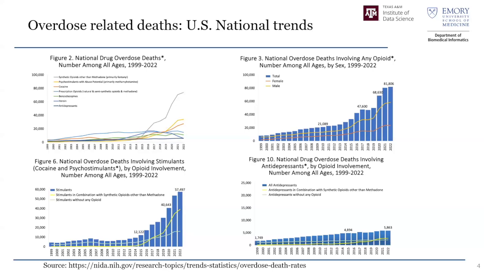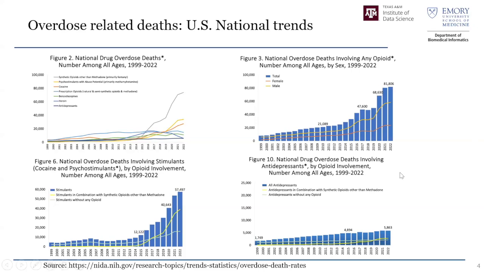Stimulants involve, for example, cocaine, methamphetamine, and other psychostimulants. They are also alarmingly increasing in terms of overdose deaths. There are also antidepressants that are involved along with opioid involvement. Polysubstance use is a big problem because taking multiple substances can substantially increase your chances of overdose.